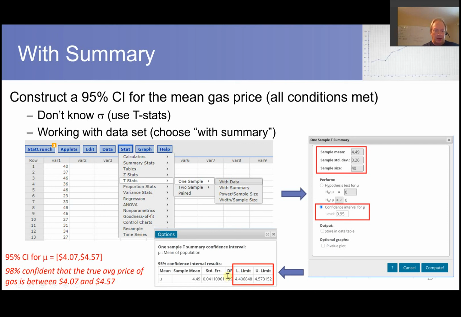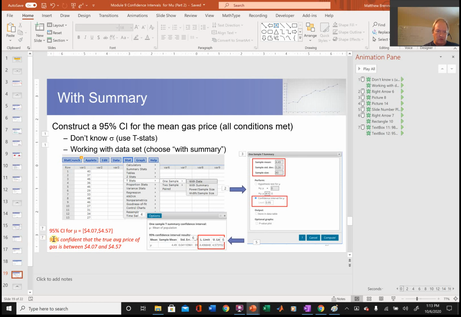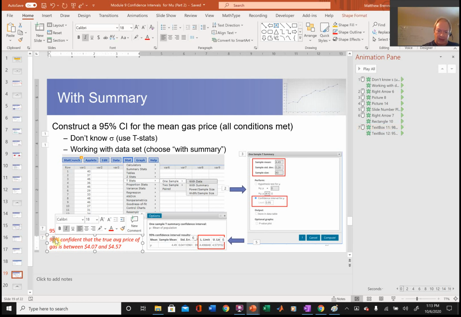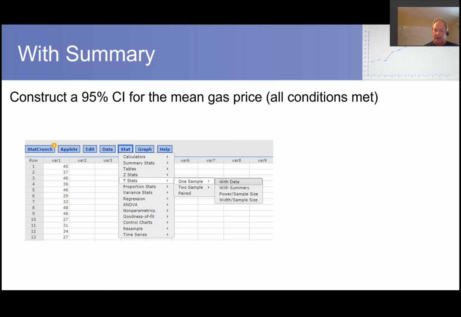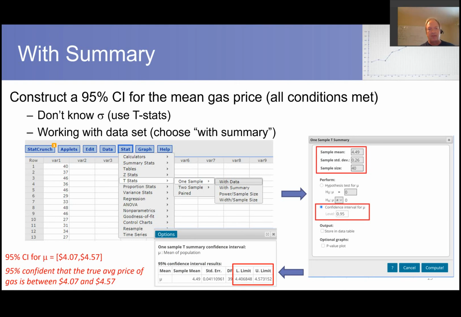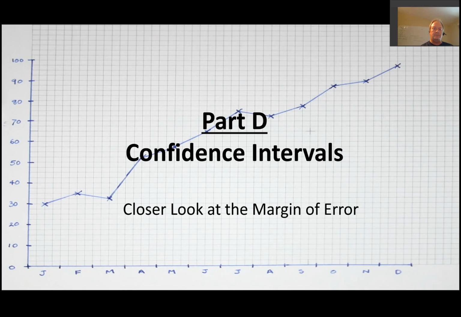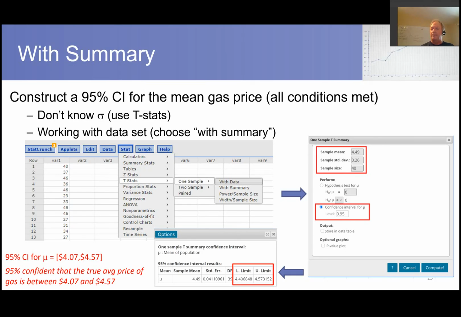So again, we say that we're 95% confident that the true value for the average gas price in that area is between $4.07 and $4.57. Okay, so now you know how to compute confidence intervals for the homework. There's one last thing we want to get a handle on, and we're going to come back to this next week. So this is a good thing to really focus on, and next week we're going to use the results in the next section in a lot more depth.